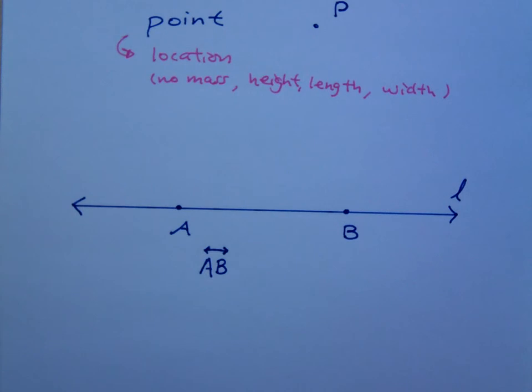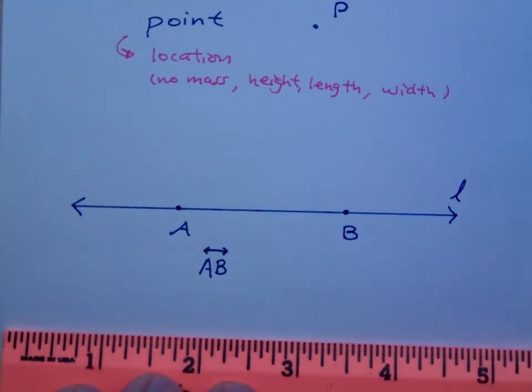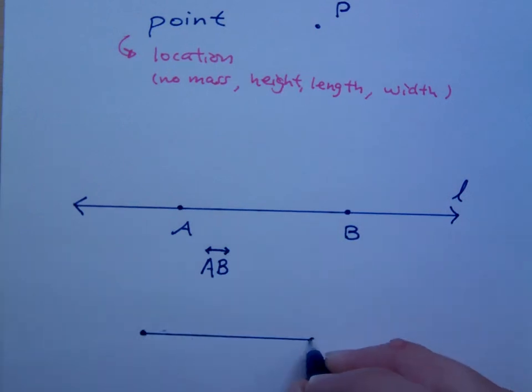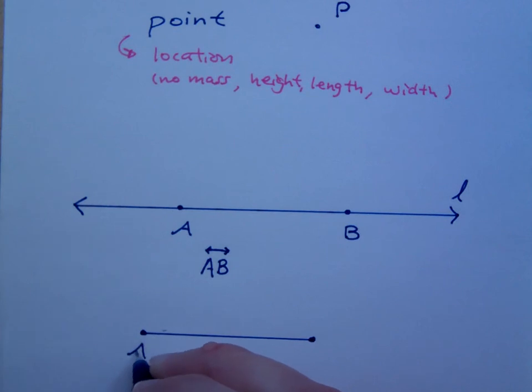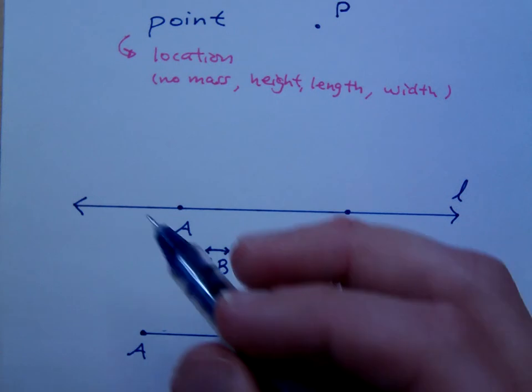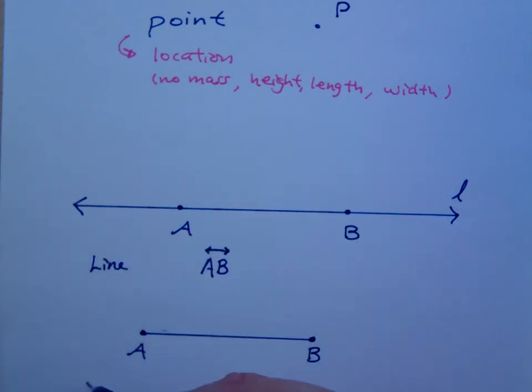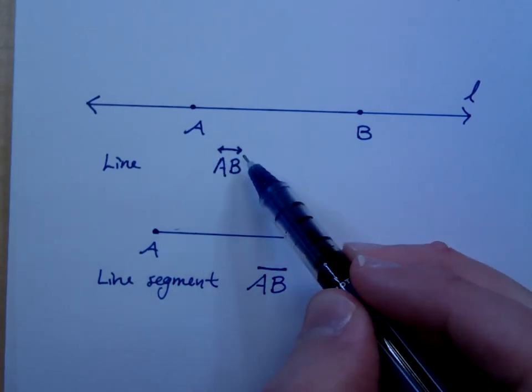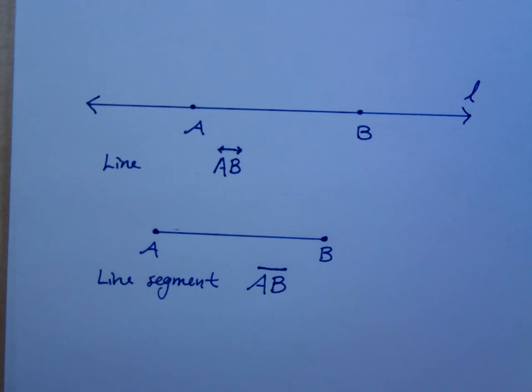If, however, I just have this guy, and I have these endpoints right here, and I say this is AB, well, this is a line segment. So this guy up here is a line, but this here is just a line segment. And to denote that, we would say line segment AB. Please note that the line has the arrows at the end on the top. Line segment is just a little bar.